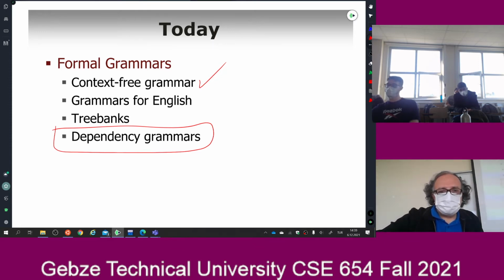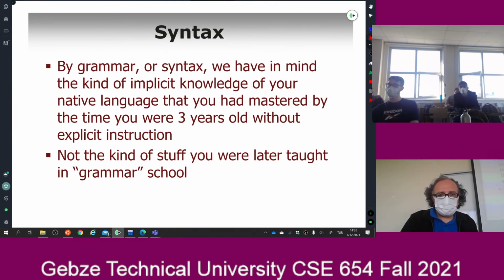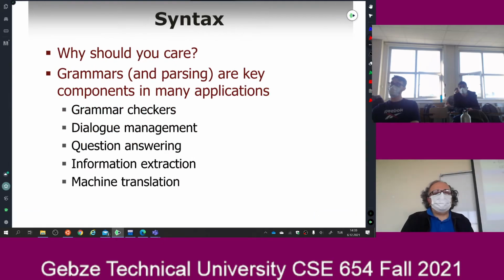Okay, dependency grammars. They say they are better than the context-free grammars. Okay, so let's move on. Let's start talking about it. Okay, why do we care? Why are we doing this?